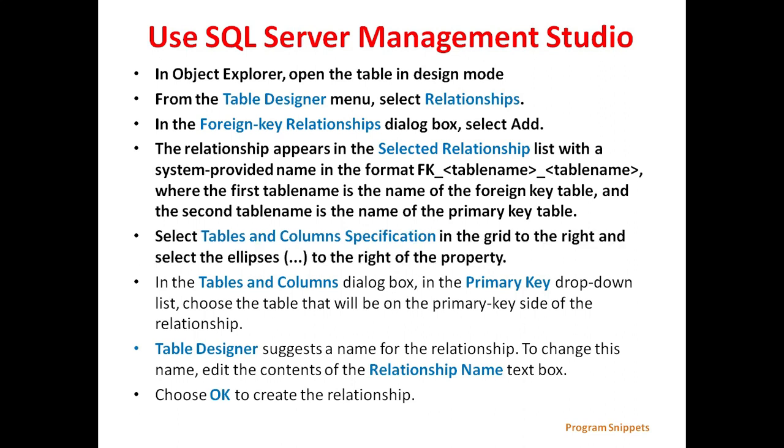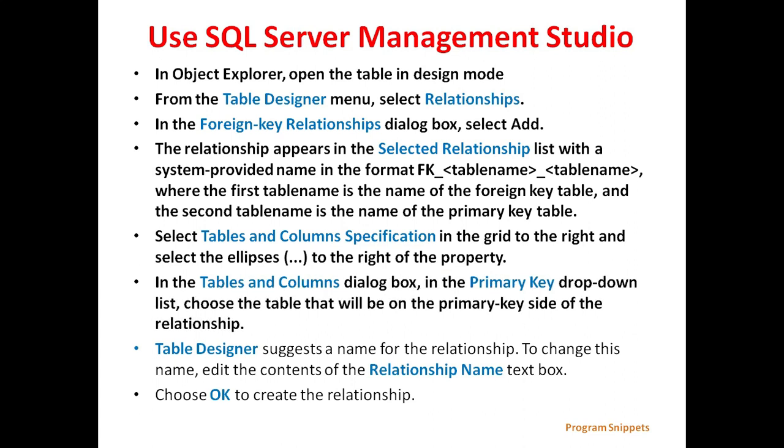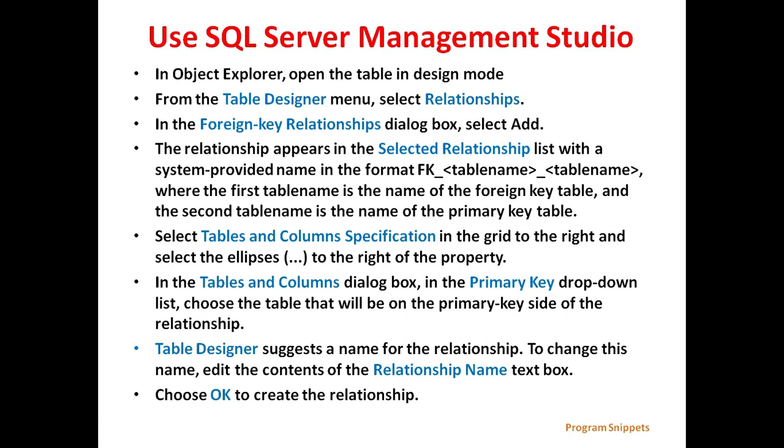Then select tables and columns specification from the grid, and in the tables and columns dialog box in the primary key drop down list, choose the table that will be on the primary key side of the relationship. By default, table designer suggests a name for the relationship and choose OK to create a relationship.